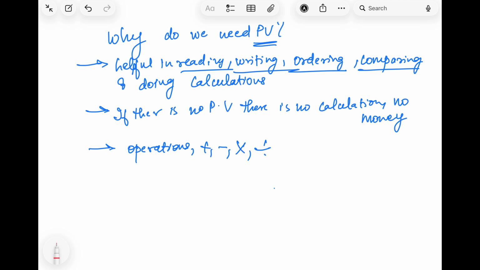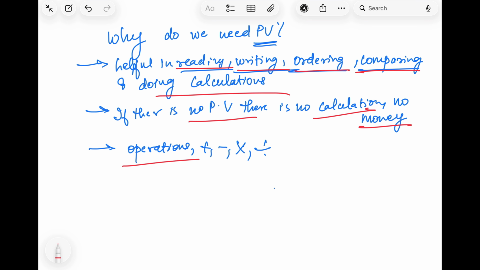Where do we need place value? The first is everywhere: reading, writing, ordering, comparing, calculations. Second is, if there is no place value, there is no calculation, so there is no money. Third is operations like addition, subtraction, multiplication and division. So these are the three very important things. That's why we need to study place value.